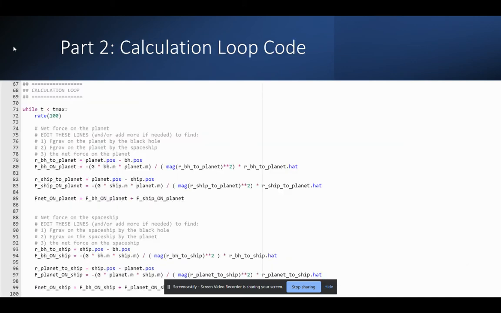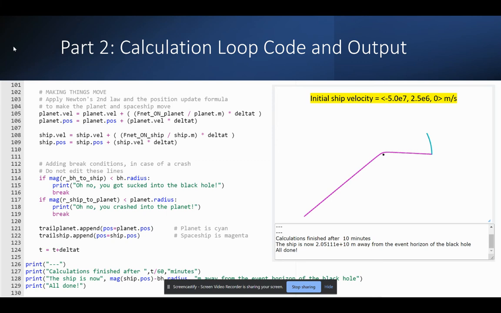In the calculation loop, the radius between the black hole and the planet is found, and then used to find the force of the black hole on this planet using the gravitational force formula. A similar process is used to find the radius between the ship and the planet, and then the force of the ship on the planet. Then F net on the planet is simply assigned to the sum of the force of the black hole on the planet and the force of the ship on the planet. Once again, a similar process is used to find the F net on the ship. To make the simulated planet and ship move, I applied the velocity and position update formula separately for each body.